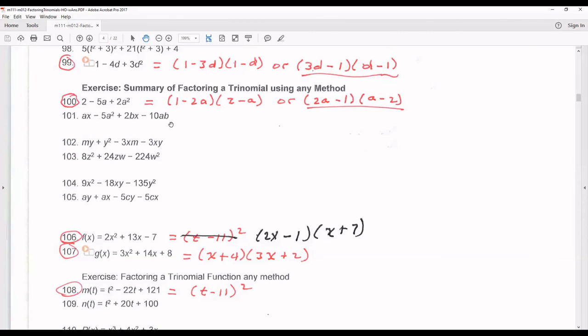Okay, number 99. Now, on this problem, had you chosen to, you could have made this 3d squared minus 4d plus 1 in that order, in which case you would have had this answer, 3d minus 1, d minus 1. Or in the order that it's in, you would have 1 minus 3d and 1 minus d. And those are equivalent answers.